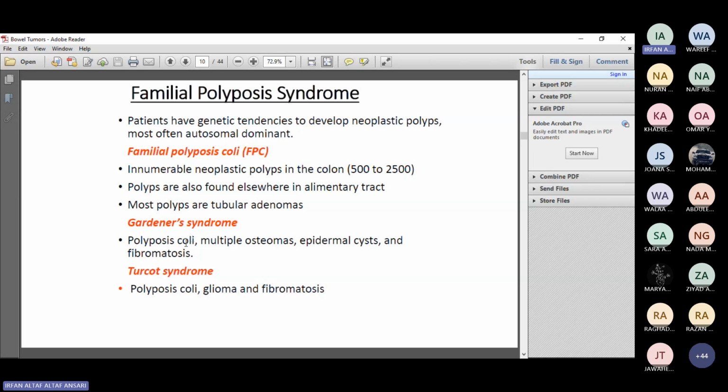Gardner syndrome, you have polyposis coli. Along with that, you have multiple osteomas, epidermal cyst, and fibromatosis. Turcot syndrome, you have polyposis coli, colorectal carcinoma, glioma, and fibromatosis. So these are the familial polyposis syndromes. Other one is hereditary non-polyposis, where you have polyps but they are not in many number. That's why we call them non-polyposis.